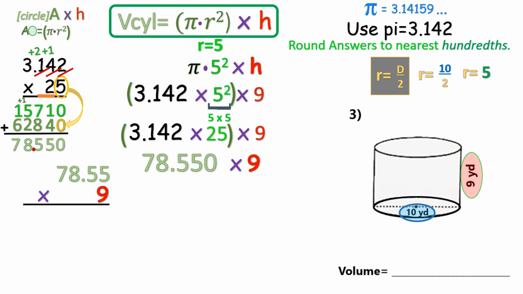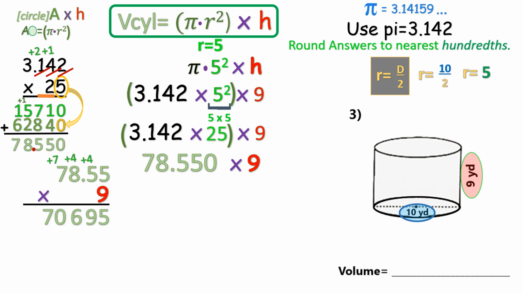Now I multiply by my 9. 9 times 5 is 45. Put down my 5, carry my addition of 4. 9 times 5 is 45 again, plus 4 is going to be 49. So put down my 9, carry my addition of 4. 9 times 8 is 72, plus 4 is 76. Put down my 6, carry my addition of 7. And 9 times 7 is 63. 63 plus 7 is 70.